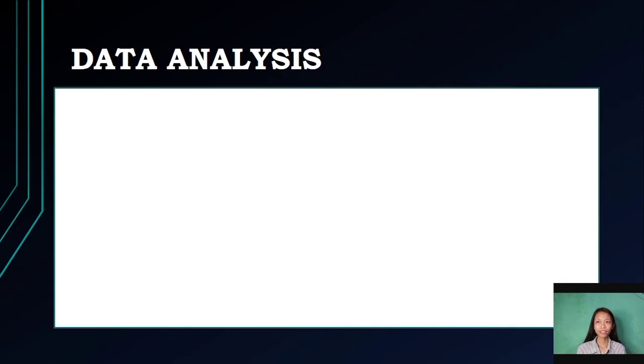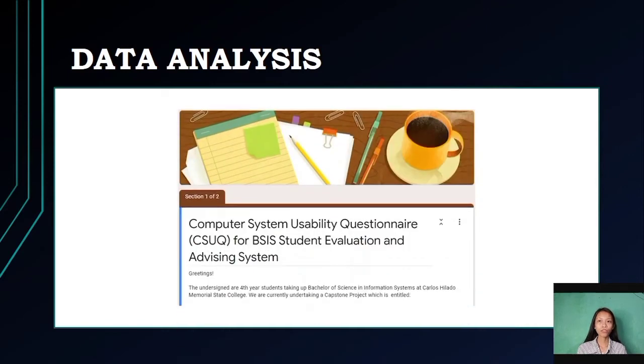Data analysis. This section presents the analysis of the data collected and gathered from the respondents of the CHMSC Fortune Town BSIS Student Evaluation and Advising System. The proponents conducted a survey with the use of the CSUQ or the Computer Usability Questionnaire, a 16-item standardized questionnaire. It is widely used to measure users' perceived satisfaction of a website, software, system, or a product at the end of the study. CSUQ originated from an internal IBM project called SUMS, or the System Usability Metrics, in 1988.